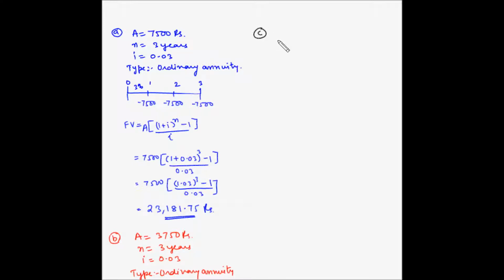So part C says that what if you deposited rupees 7,500 for 3 years, but instead of earning 3% interest, you now earn 6% interest. So A is the same as the original amount, which is 7,500 rupees. N is also the same, which is 3 years. Interest rate is now changing from 3% to 6%, so this becomes 0.06. Type is the same, which is ordinary annuity.